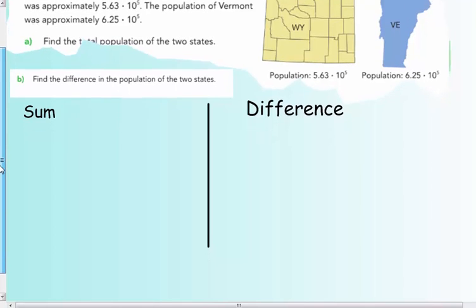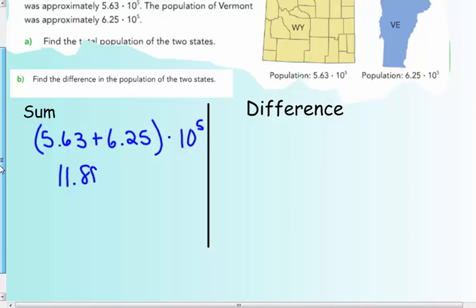So to sum them, yes, they have the same power of 10, so I'm going to go ahead and factor that out. And I have 5.6300 plus 6.2500, factoring out my power of 10, which is 10 to the 5th. Adding those together, I get 11.88, not in scientific notation, so I have some adjustment to do here. I'm going to put that as 1.188 times 10 to the 1st times that 10 to the 5th.